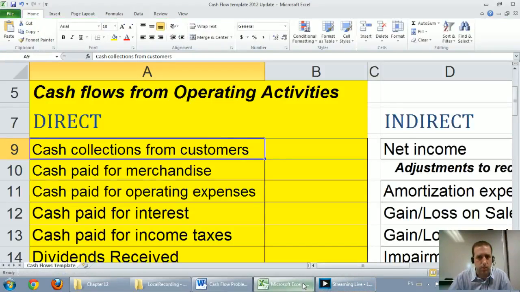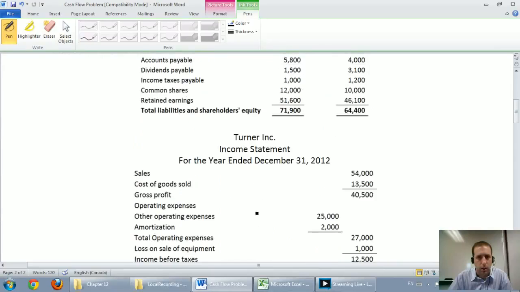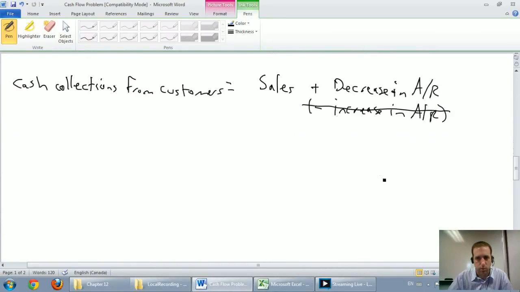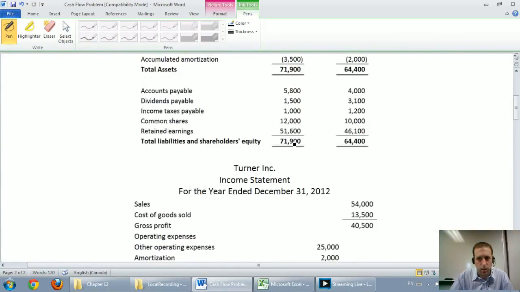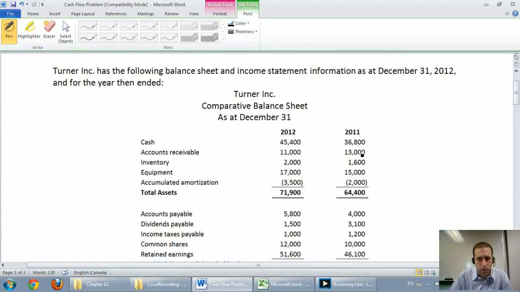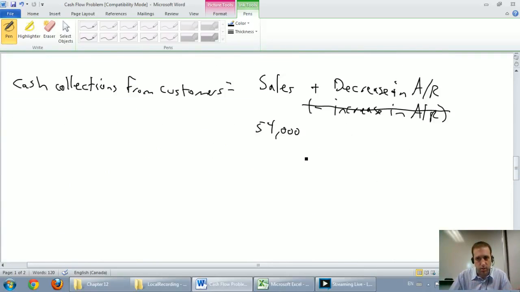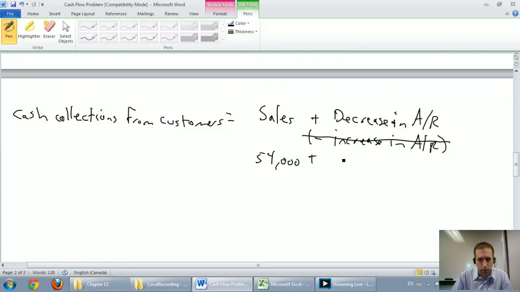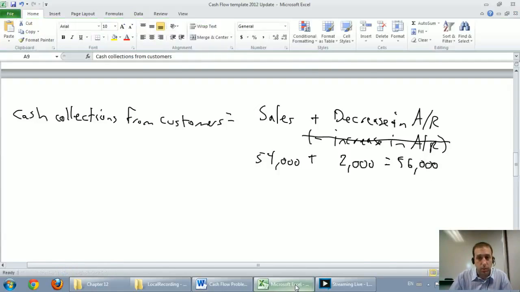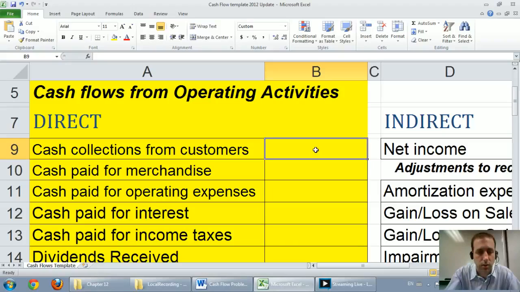So let's take a look at our problem. Back to the problem, rather. Our company's sales was $54,000. So I'm just going to note that. Sales, $54,000. Decrease in AR, accounts receivable, went from 13 to 11. It did decrease. So it's going to be decreased by 2,000, 13 last year, 11 this year. Had it increased, I would subtract it, but because it decreased, I added. So 54 plus 2 is 56,000. I'm going to fill that number into my chart now. My cash collections from customers were 56,000.